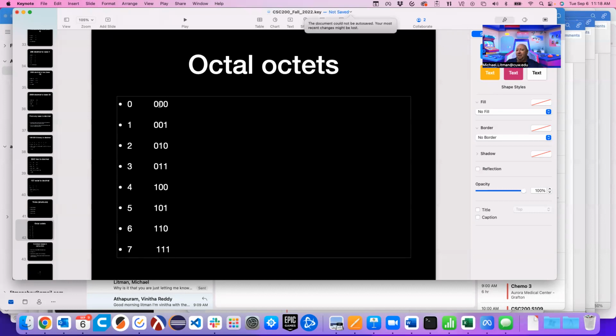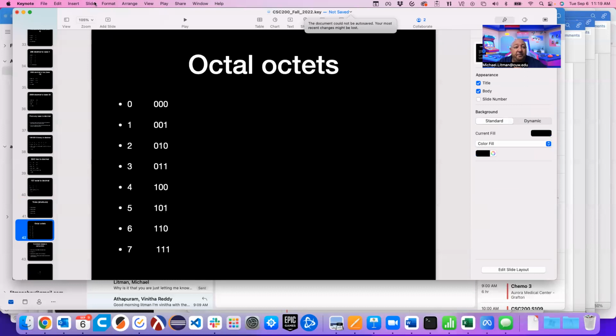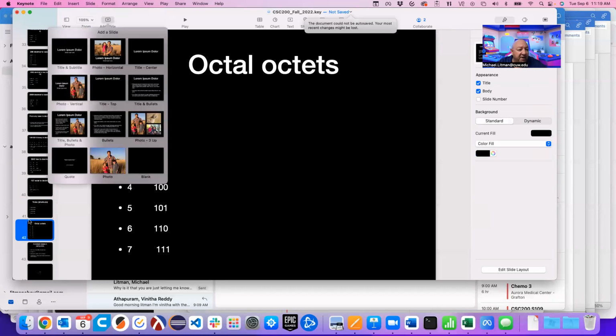Notice that I was able to use in its entirety 3 bits to represent every single octet. I've literally represented all of them, and I've used those 3 bits in their entirety. I have no extra bits left over. Make sense? So that means if I have, what was my number?